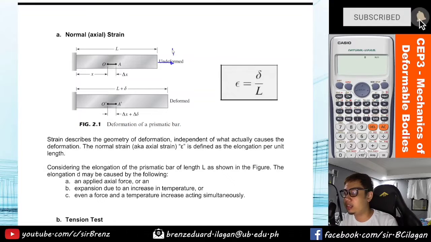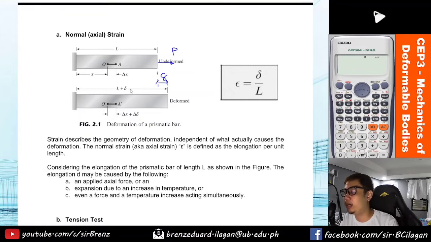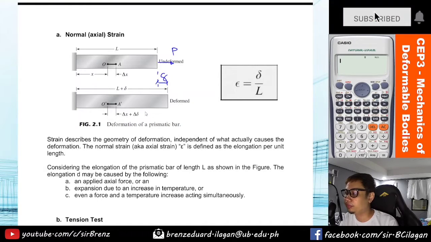But because of this axial load P, kung mapapansin natin dito, nagkaroon ka ng deformation. Nag-elongate yung bar mo. Which results in the total length ngayon ng bar natin being L plus delta. The equation for our strain is given by: strain, or epsilon, is equals to delta over L.